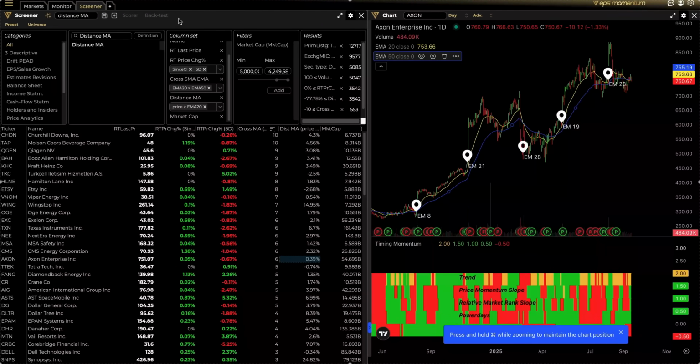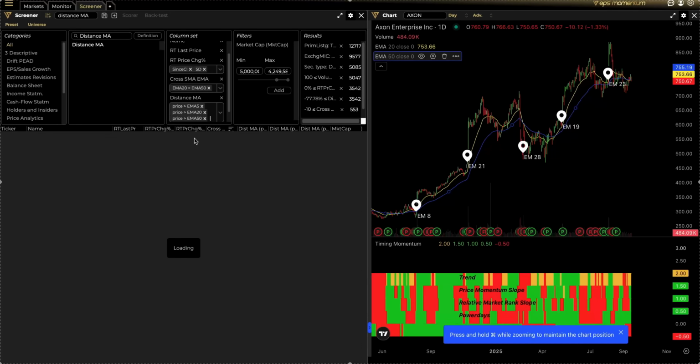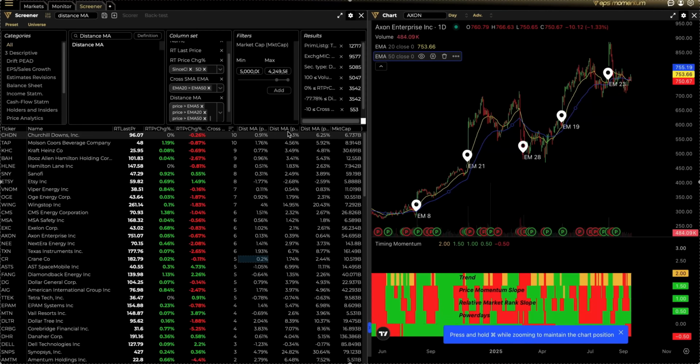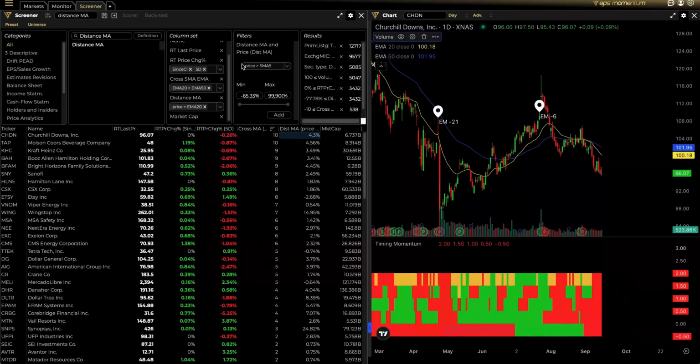One of the coolest features on our platform is sorting in the column set. With distance to moving average, you can sort by price greater than the 20-day exponential moving average or price greater than the 50-day exponential moving average. This is very powerful. Another powerful tool is the column filter.